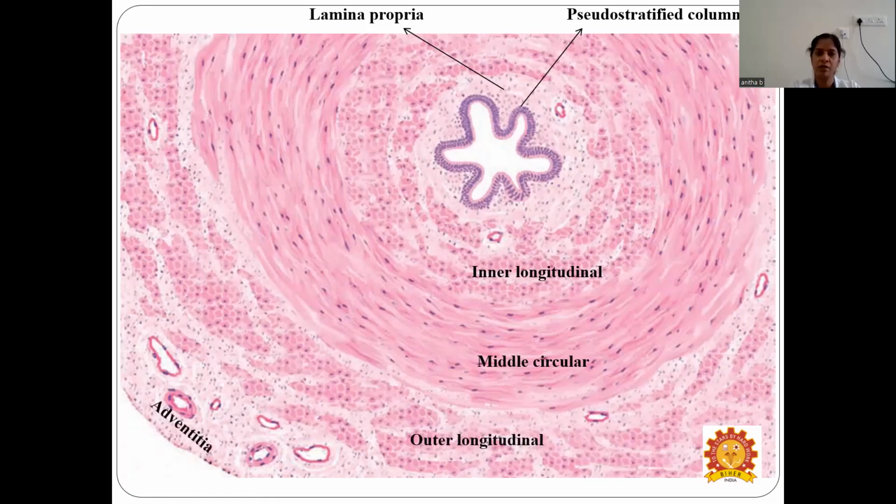What is the next layer? That is the adventitia. That is the connective tissue layer. It's made up of loose connective tissue. It contains some blood vessels, some nerves. So this is the connective tissue layer.